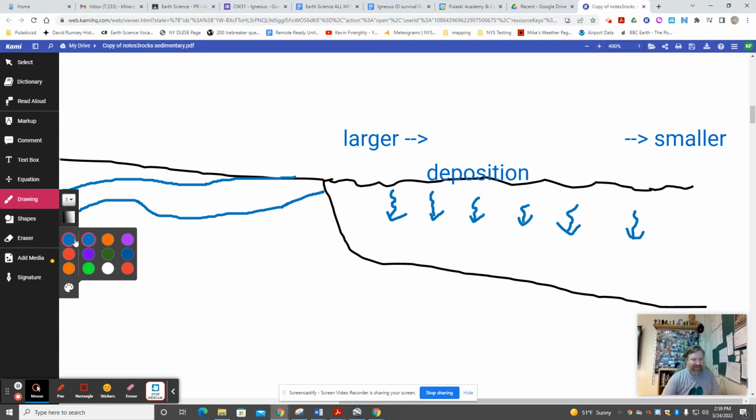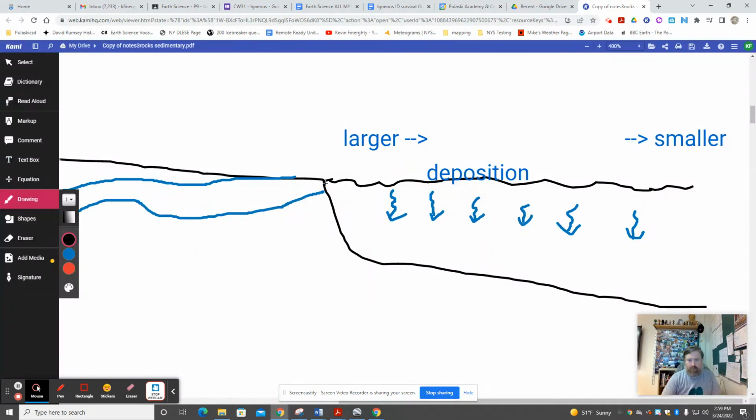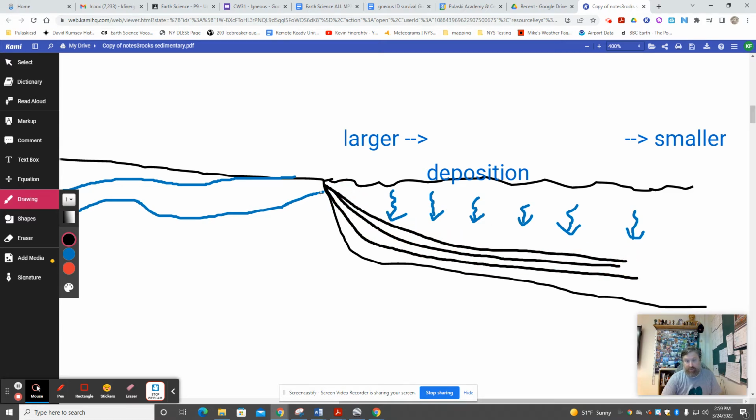What we're going to draw is, my black pen is missing, is really just that deposition happens, and deposition happens, and deposition happens, and that consistently goes on and on.